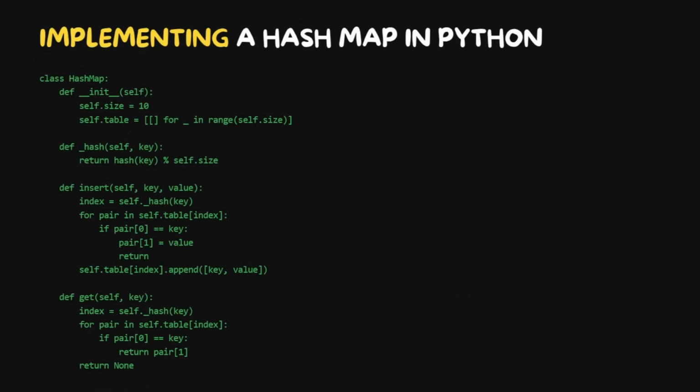Let's look at a simple hash map implementation in Python. The first step is initialization. We create a hash table with a fixed size. The second step is the hash function, which computes the index from the key. Third step is insertion, which adds a key-value pair to the correct index. And the last retrieves a value by computing the index from the key. This implementation uses chaining to handle collisions. Multiple key-value pairs can exist at the same index in a list.